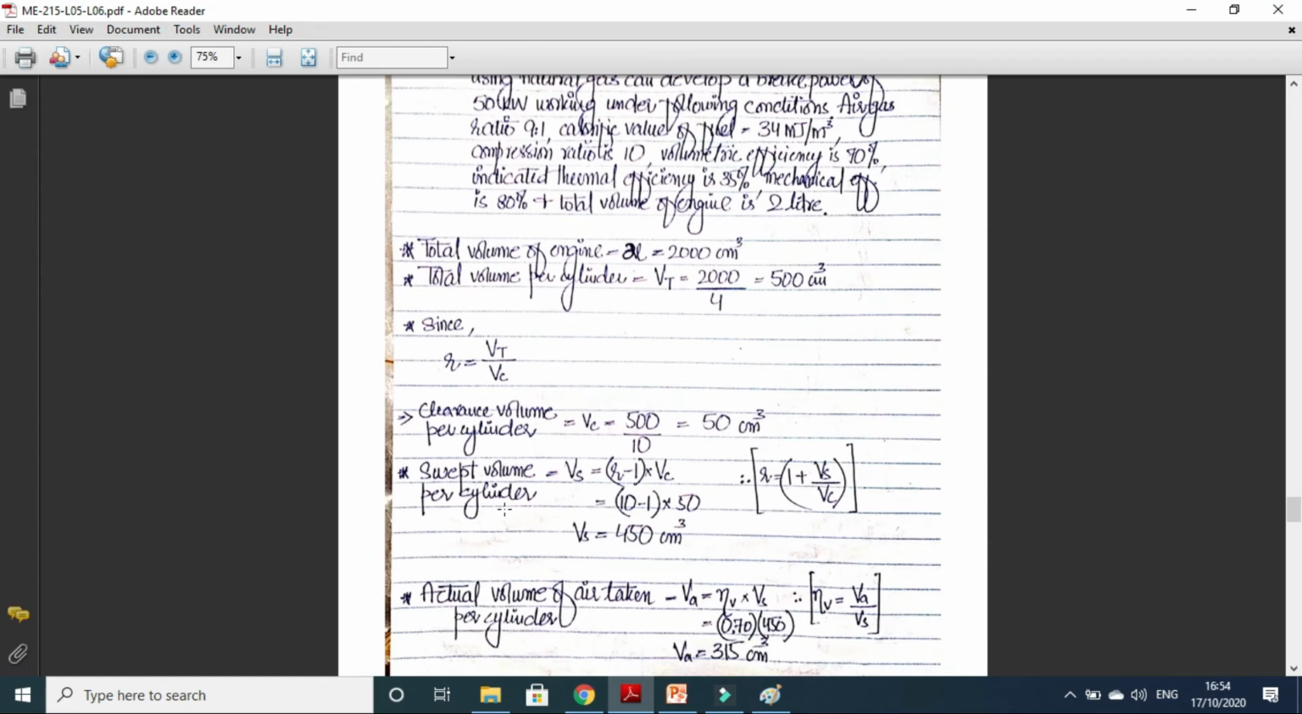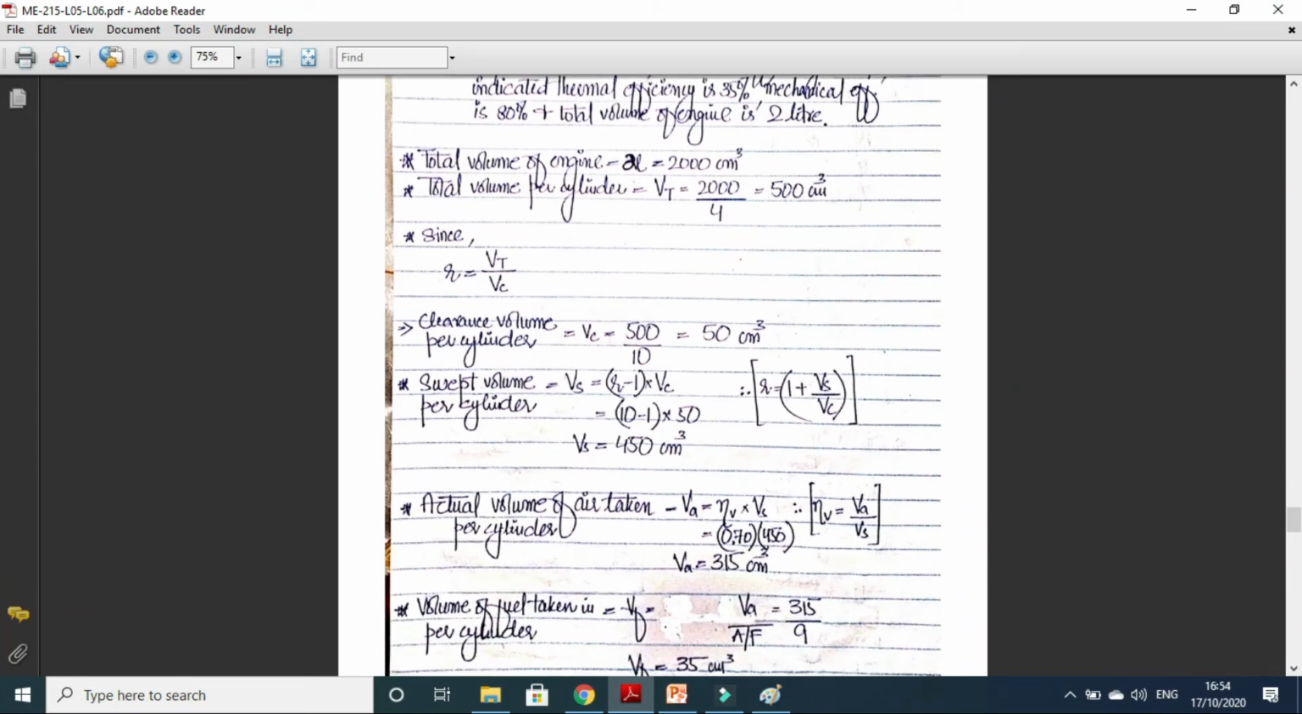So we can find the swept volume per cylinder with this formula. R is equal to 1 plus Vs upon Vc. R is known, Vs is unknown, Vc is known. So swept volume is 450. So it makes sense. Out of 500, 50 is clearance volume and swept volume is 450. So 450 plus 50, 500. 500 is the total volume per cylinder.